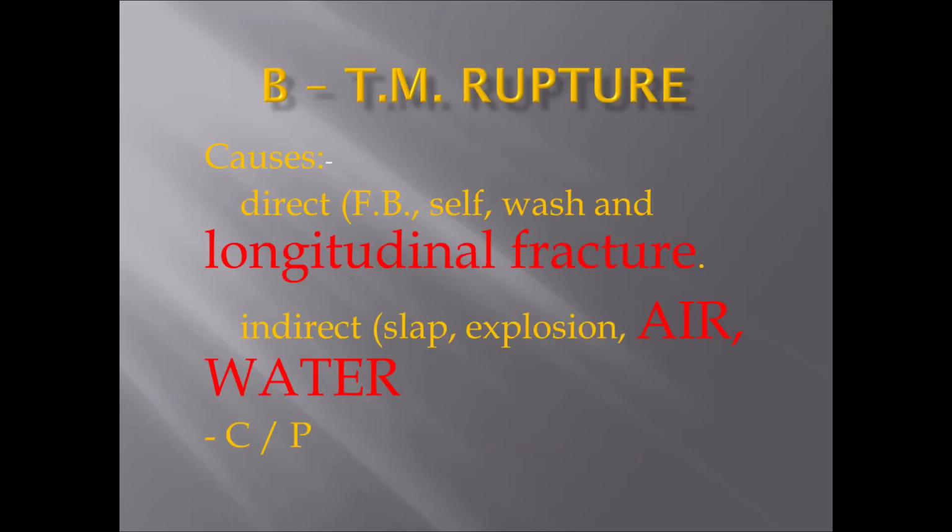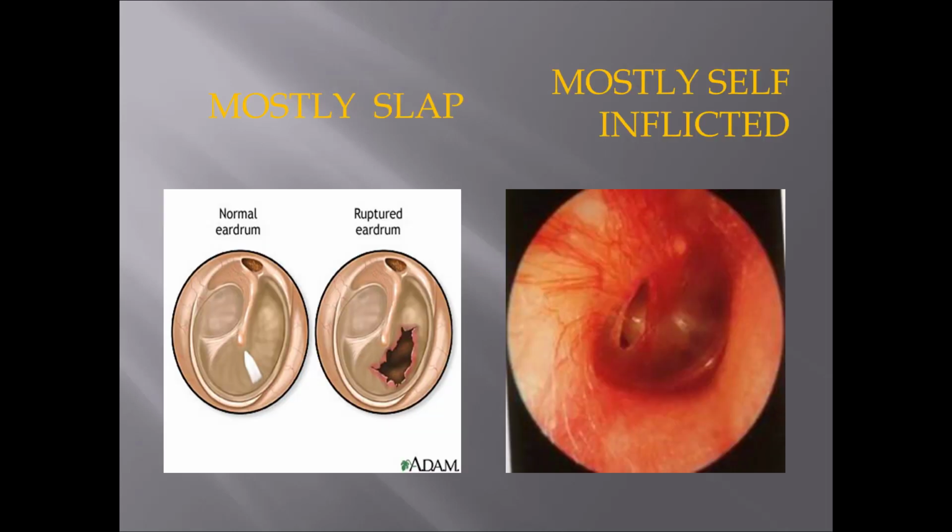The second traumatic lesion is tympanic membrane rupture as a result of either direct or indirect trauma to the tympanic membrane. The traumatic perforation of the tympanic membrane is mostly anteroinferior. Unless it's self-inflicted, it will be posterior.